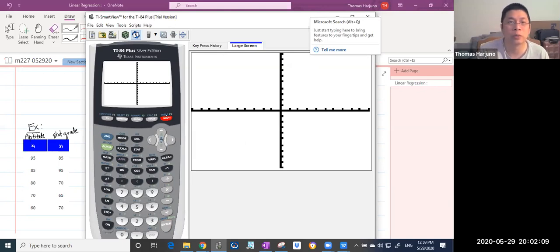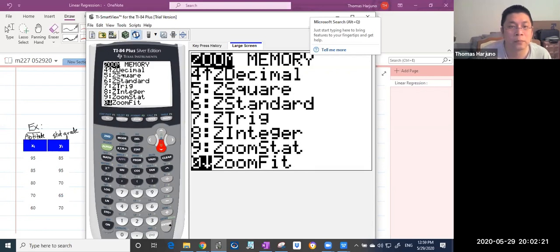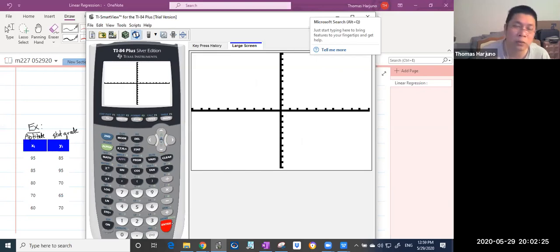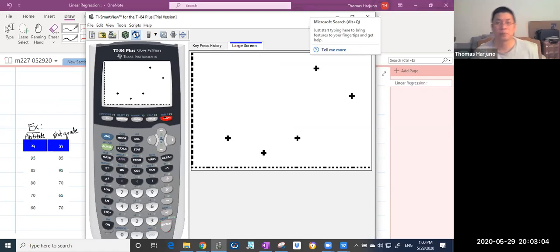Oops. What happened? Go to zoom and zoom fit. Okay, what happened? Oh, now I know. No, I cannot make this here. My minimum is 60. Let me make it 50 here, and the maximum here is 100. So my window is wrong. And then my y minimum, make it 60. My y maximum is 100. I hope this works right now. Yeah, that's what it looks like.